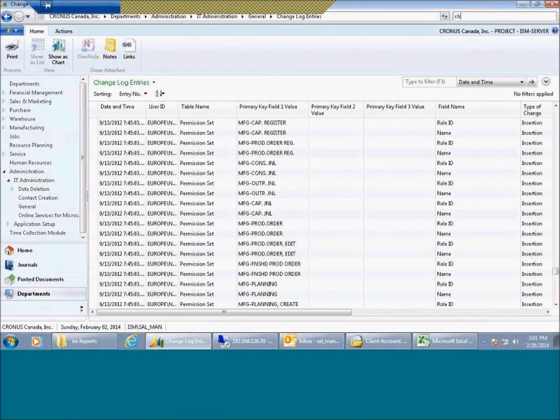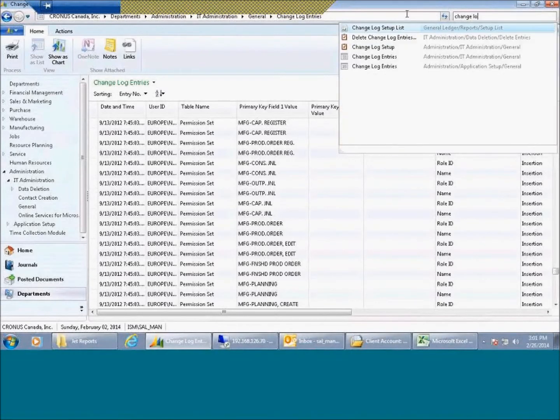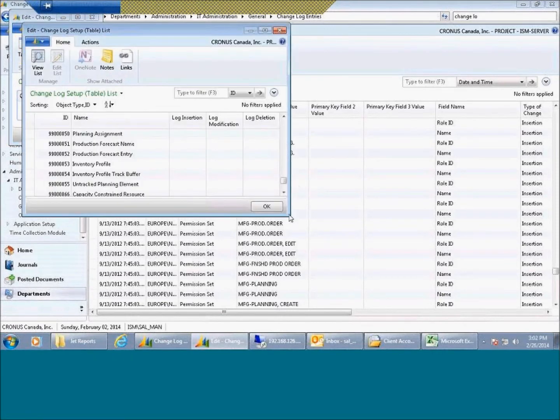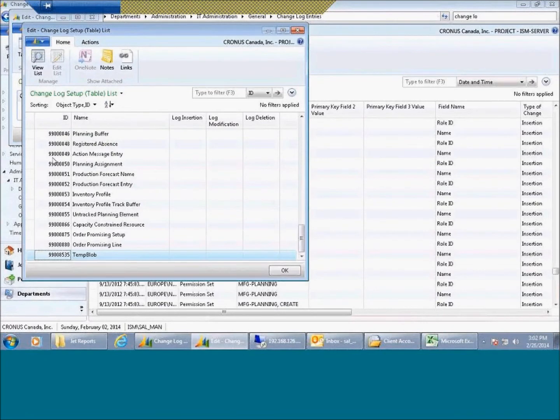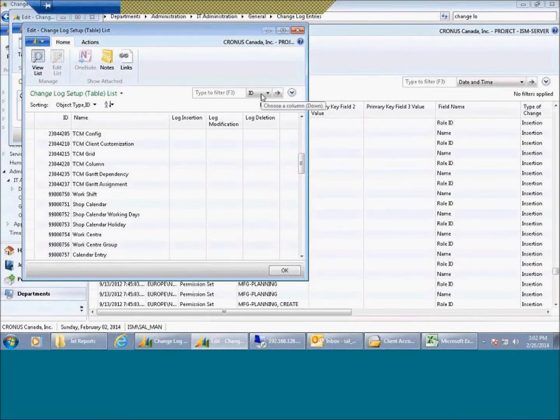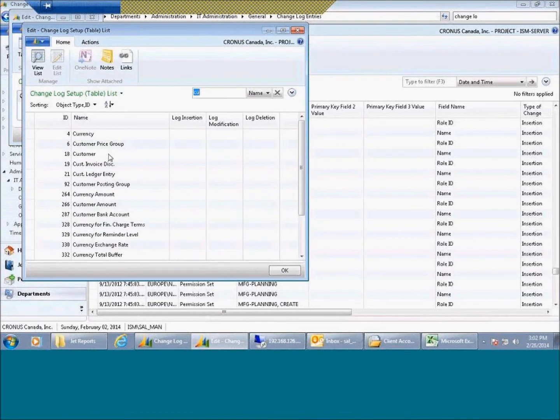It is activated under this menu, change log setup. I think it takes a second to load. And what happens is when this opens up, we can then see these are all the different tables that I have within the business system.